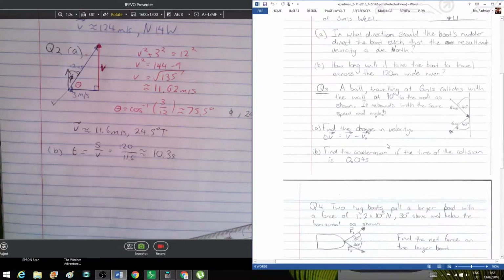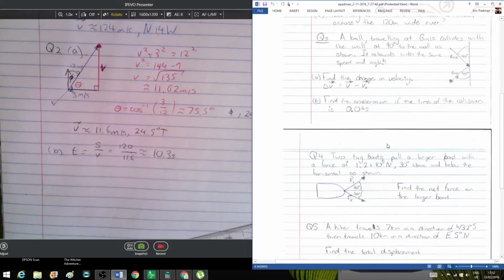There we go. A ball traveling at 6 meters per second collides with the wall at 40 degrees to the wall, as shown. It rebounds with the same speed and angle. Find the change in velocity. Now, I've also included the change in velocity. By definition, it is the vector subtraction of the final velocity take the initial velocity. Now that's a vector subtraction.